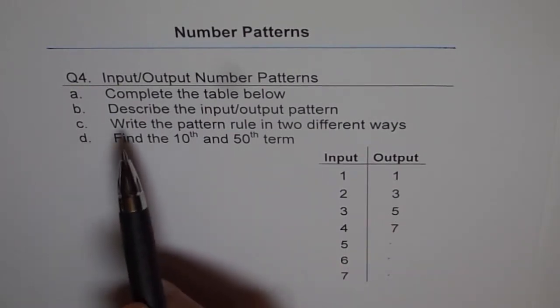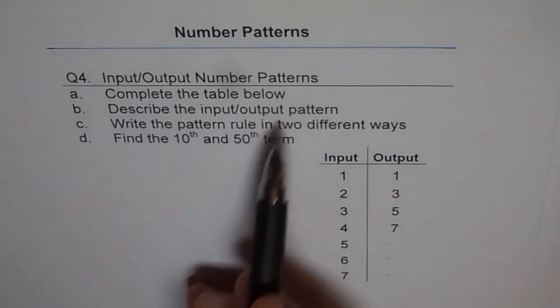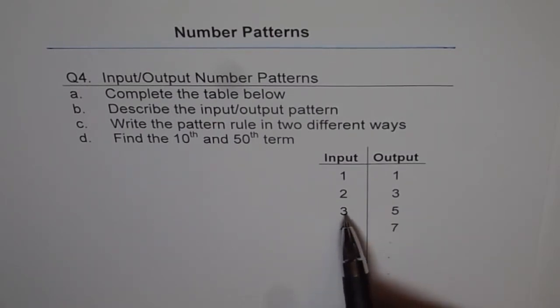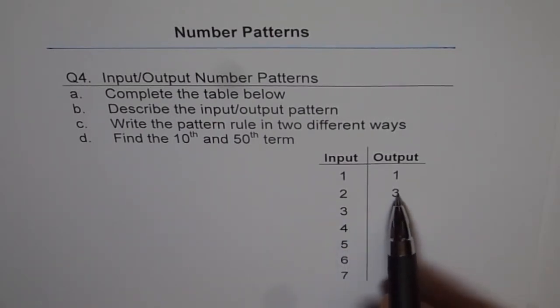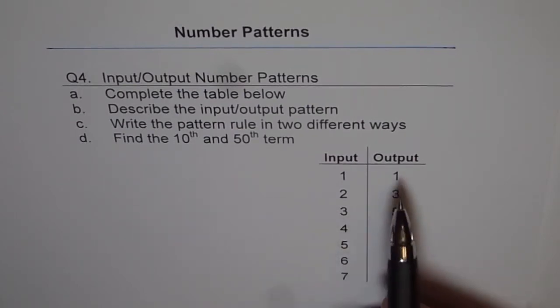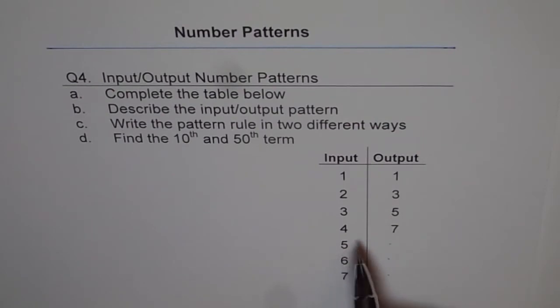Part B. Describe the input-output pattern. You have to describe how do you get 7 from 4? How do you get 5 from 3? How do you get 3 from 2? Or how do you know the output if you know the input? That means from 5, how can you get the output, right?